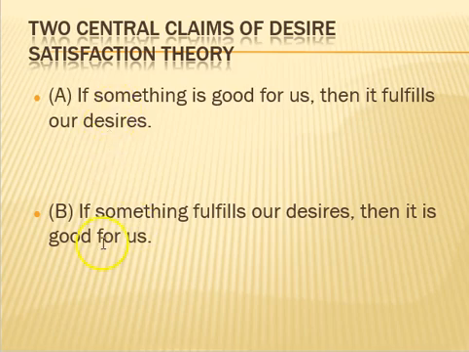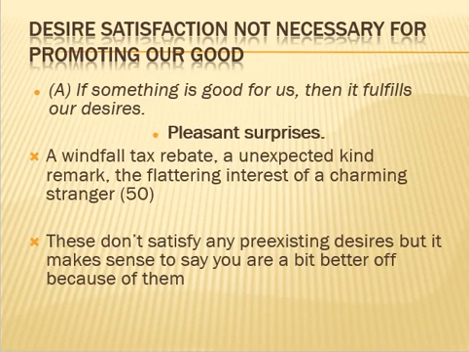If I can show that something is not good for me but it fulfills my desires, then I can show that B is false. So that's what we're going to do here. This argument goes against A: if something's good for us, then it fulfills our desires.